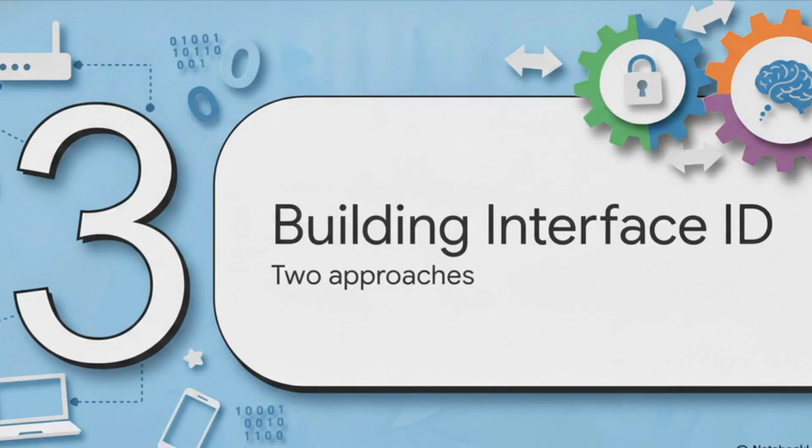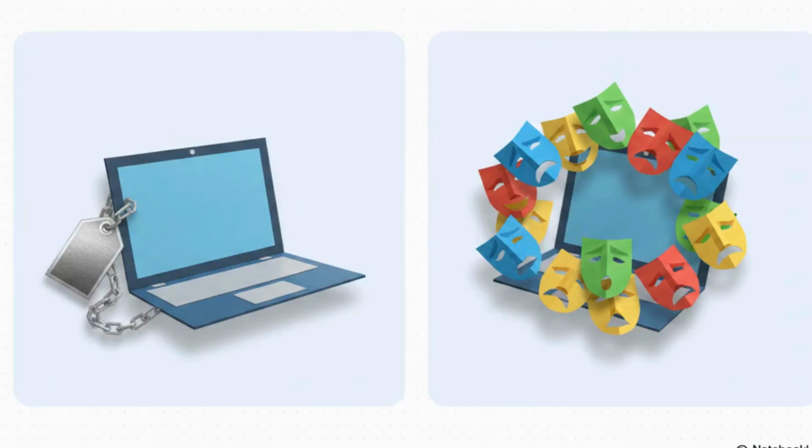Let's move on and see how this builds. Section 3, Building the Interface ID. So how does it build that second half? Well, there are two primary methods to generate the specific 64-bit identifier. The first is EUI-64. This method dynamically creates the ID by using the device's permanent unique MAC address.